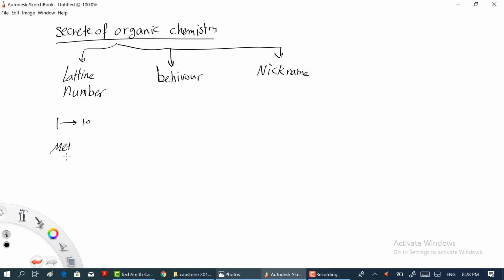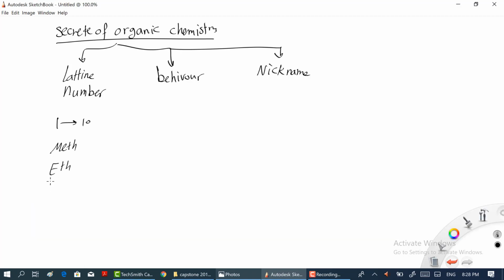Meth, eth, prop, but, pent, hex, hept, oct, non, dec.